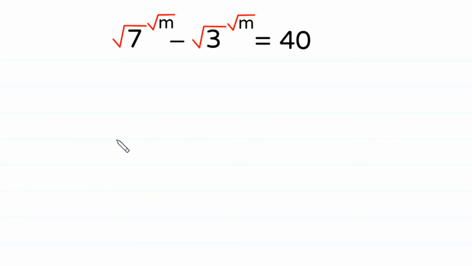Welcome to how to solve this radical equation. Square root of 7 to the power square root of m minus square root of 3 to the power square root of m is equal to 40.